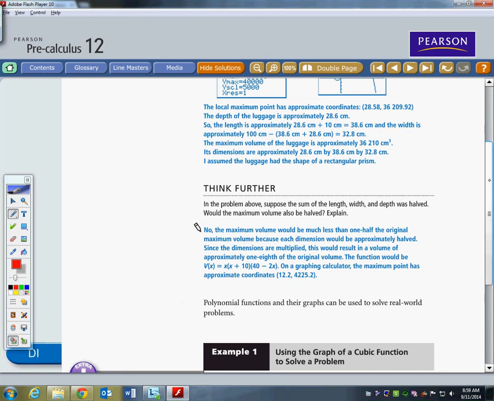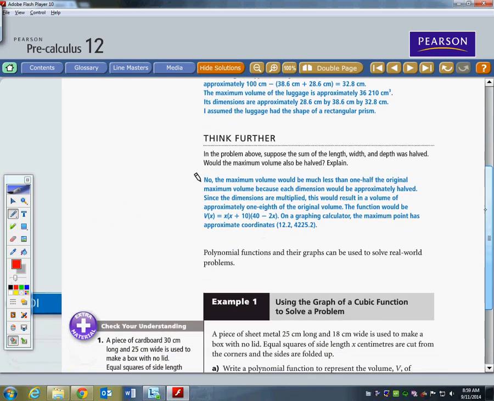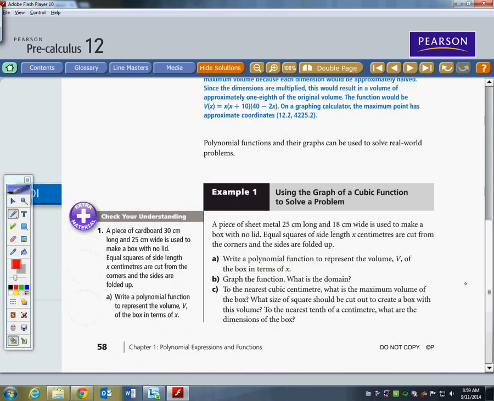All right, I think we only have 2 examples. I'm hoping this isn't going to take too long today. First example is using the graph of a cubic function to solve a problem. In this case, this is making a box out of either a piece of cardboard or a piece of paper or a sheet metal. You're definitely going to be seeing this style of question many times.